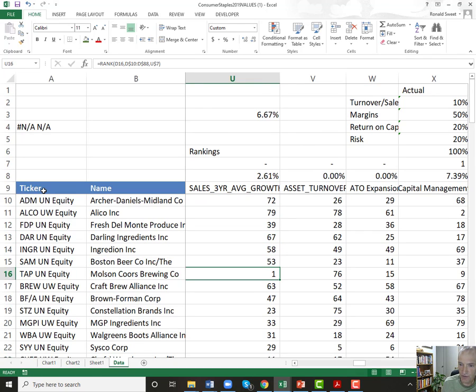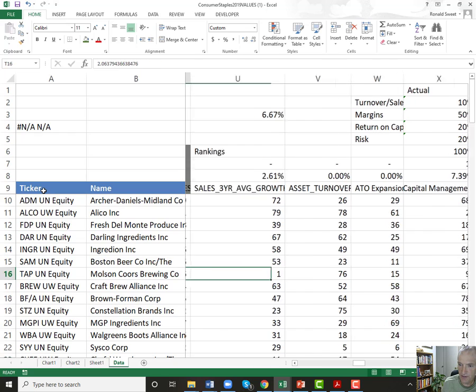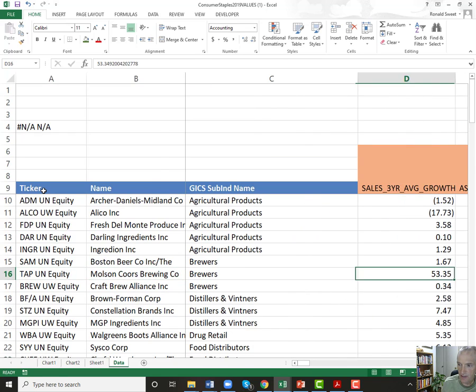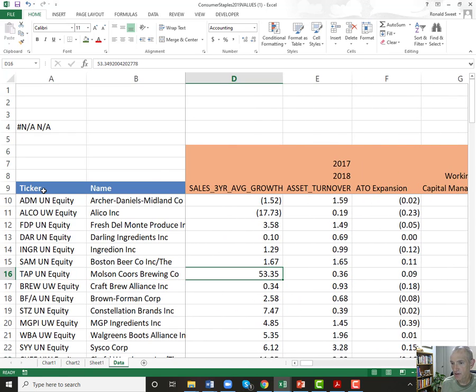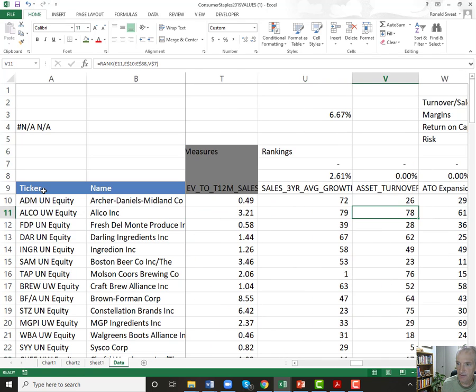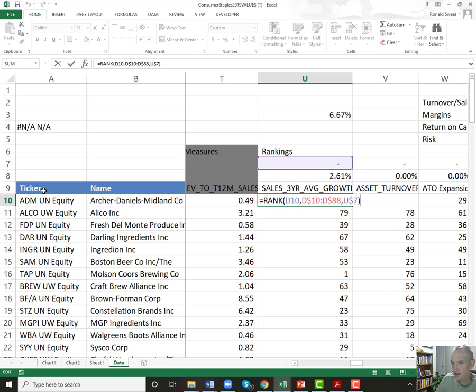So if you look at Molson Coors, they rank number 1 on sales growth. Their sales growth was 53.35%, so they're number 1. But Alico has sales growth of -17, so they're the last place company. And that's our ranking. The way we do ranking is use the rank function in Excel. You take the number for Archer Daniels Midland, and you rank it against all 79 companies, and then we use comma 0.